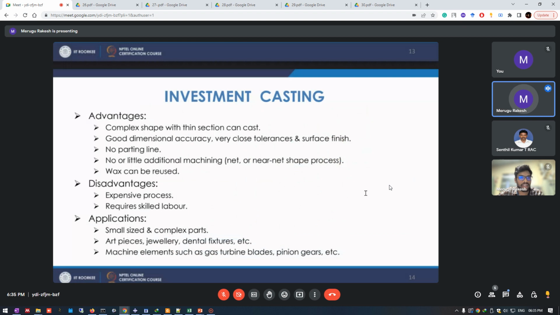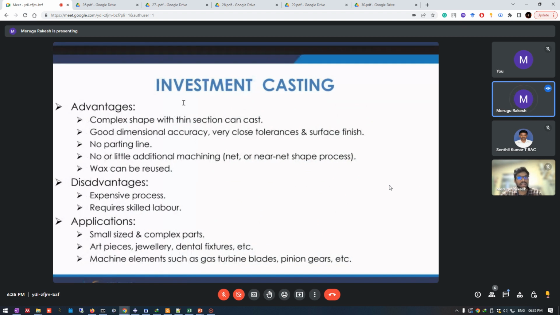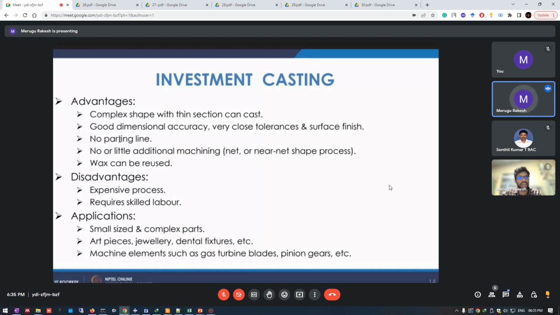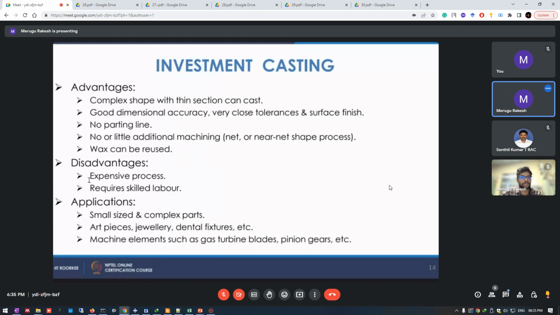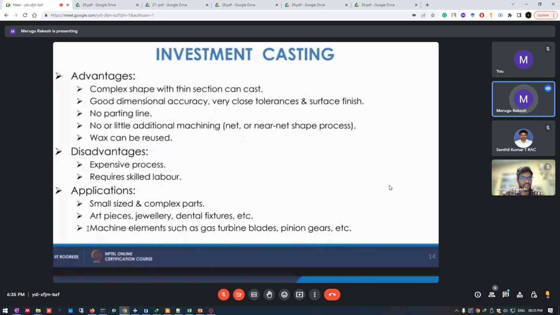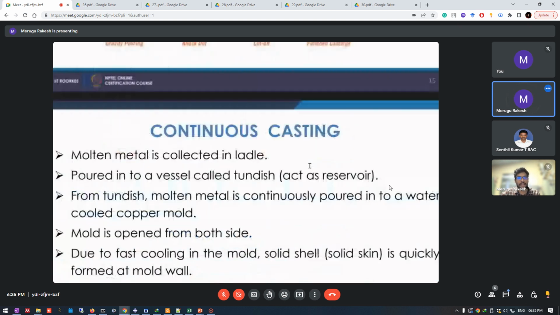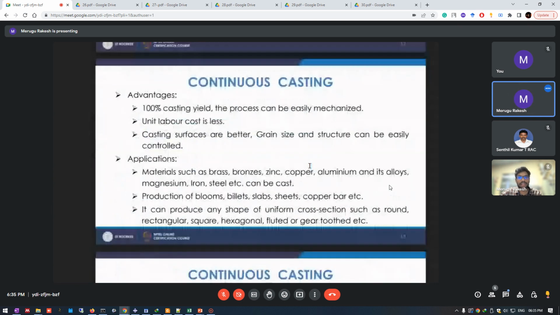Okay, let us see advantages. So complex shape and thin section can be produced with good dimensional accuracy. There will be no parting line, no or little additional machining, and wax can be reused. The disadvantage is this is an expensive process. Still, as I discussed earlier, there were several number of steps that are involved in this. So this is the main application, that is producing the turbine blades or pinion gears, etc. using this investment casting. Then comes continuous casting.